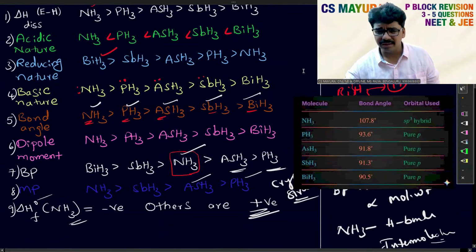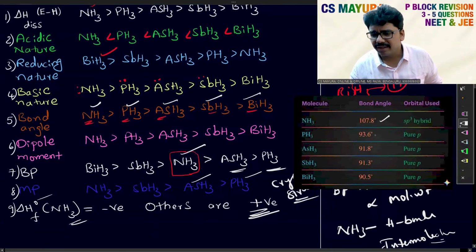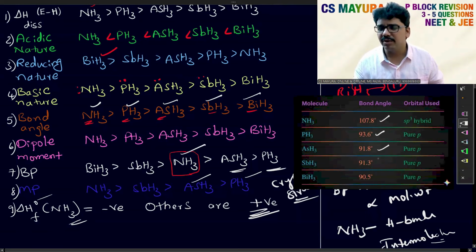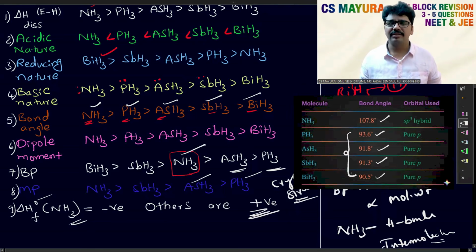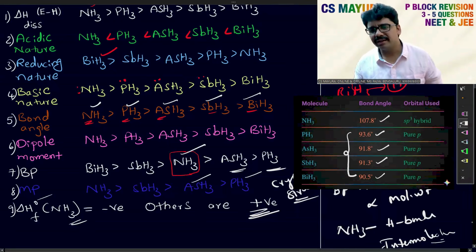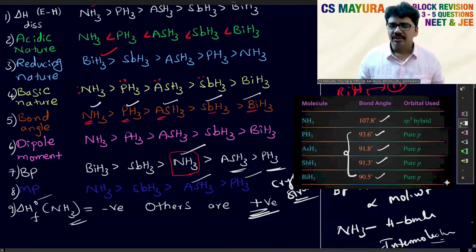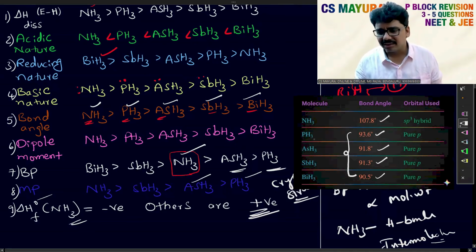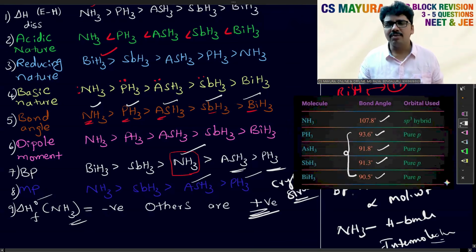Next, another important point in the case of bond angles of group 15 hydrides. If you see their values here: ammonia 107.8, phosphine 93.6 degrees, arsine 91.8, stibine 91.3, and bismuthine 90.5. From phosphine to bismuthine, the bond angles are almost 90 degrees. Ammonia is 107, right? Tetrahedral geometry is expected, but there is one lone pair, so pyramidal shape, 107 degrees. But from phosphine to bismuthine, their bond angles are almost 90 degrees.